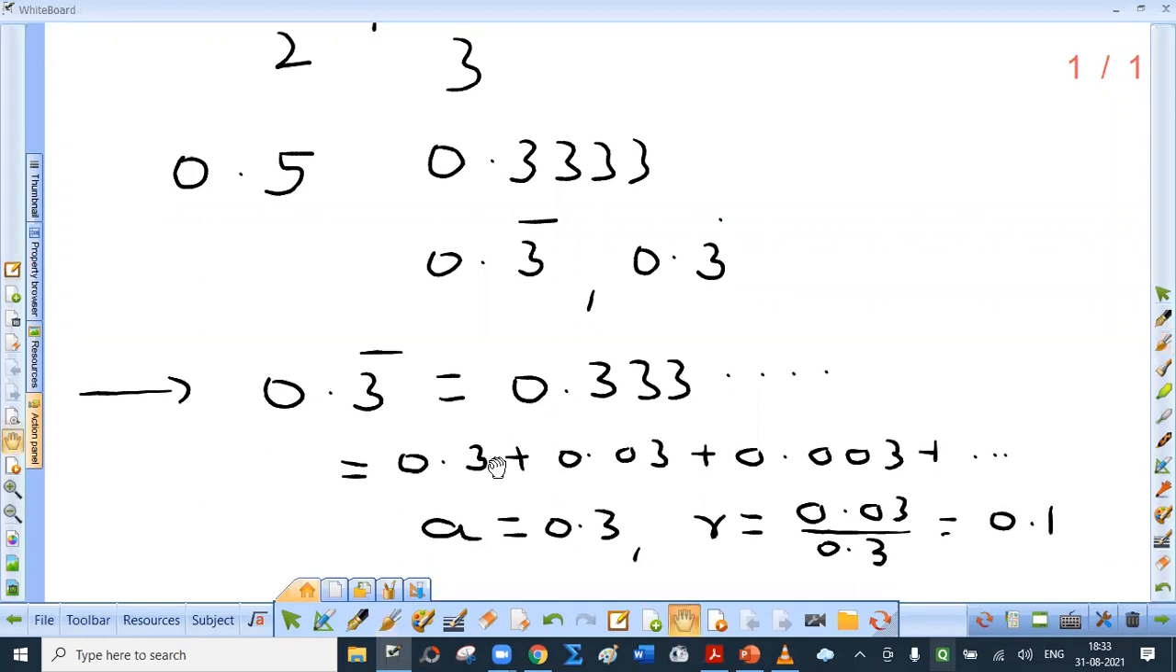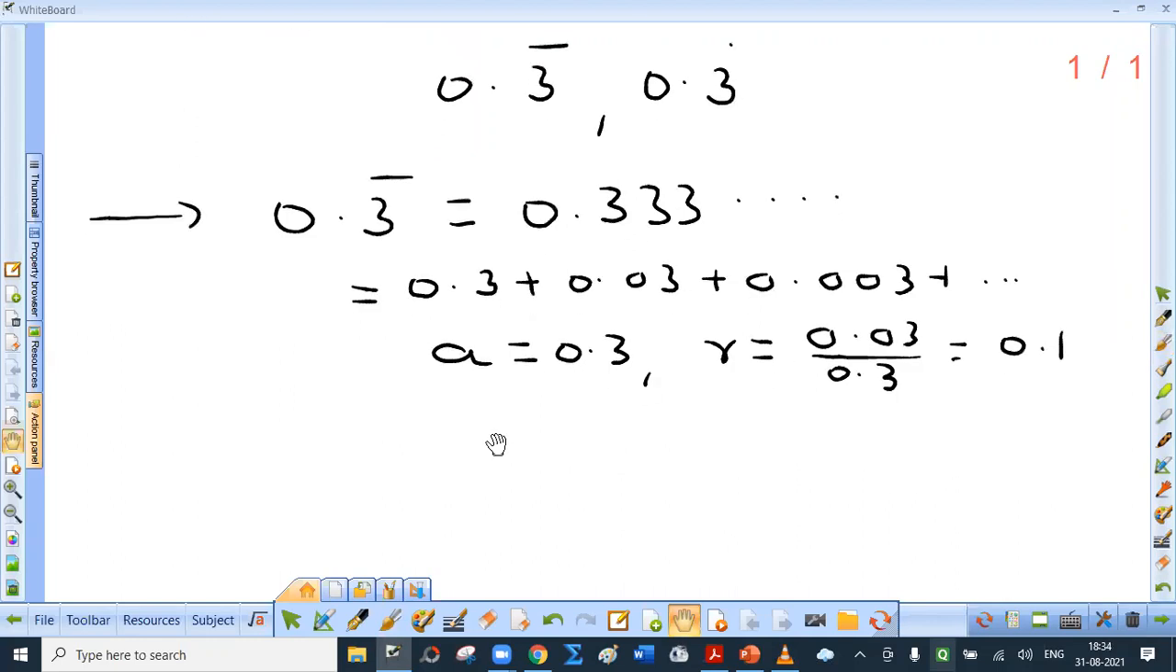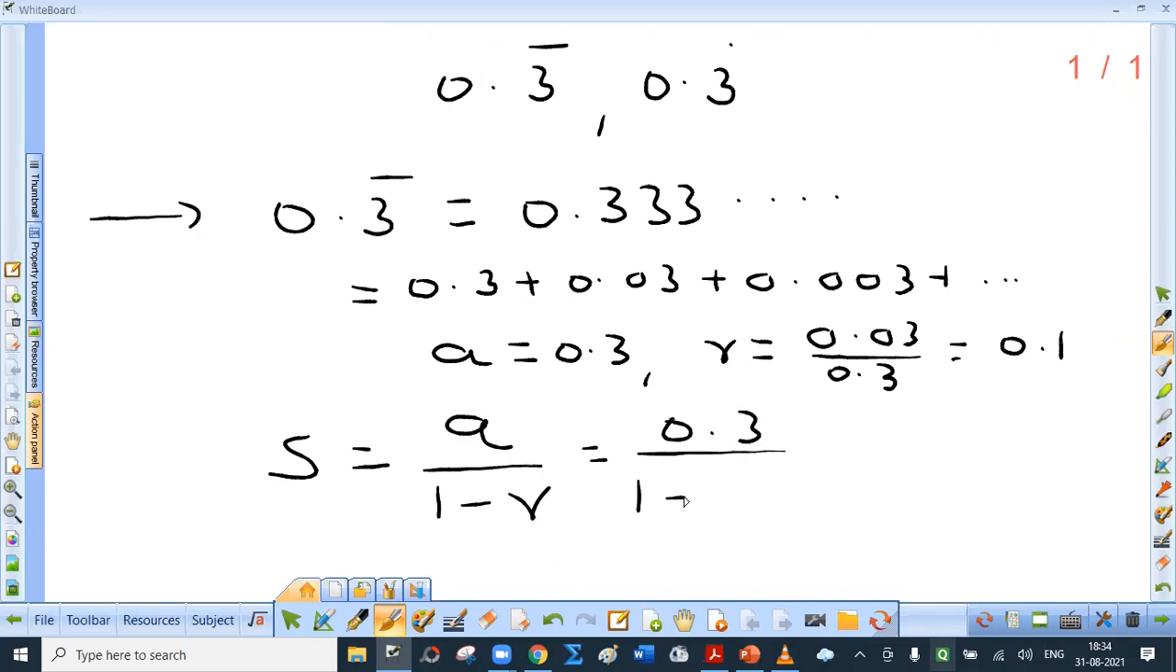As common ratio is less than 1 in modulus value, sum to infinity exists. And as per the formula, it is a upon 1 minus r. What is a? First term, 0.3. What is r? 0.1, so 1 minus r is now 0.9. What is 0.3 upon 0.9? Yes, 1 upon 3. So using the concept of sum to infinity of a GP, we have expressed recurring decimal as a rational number.